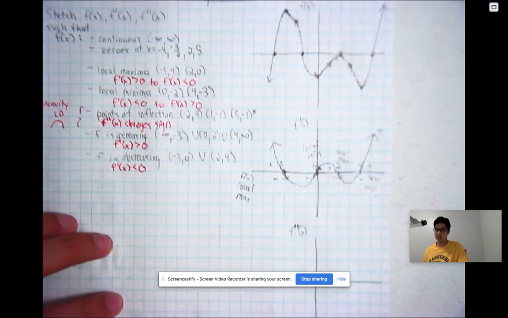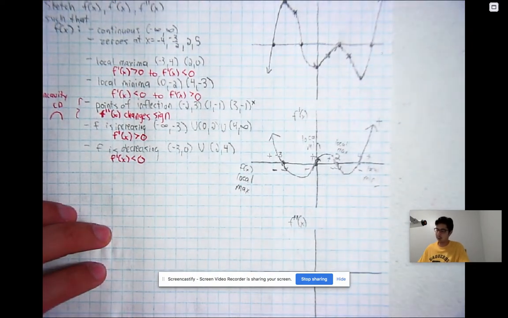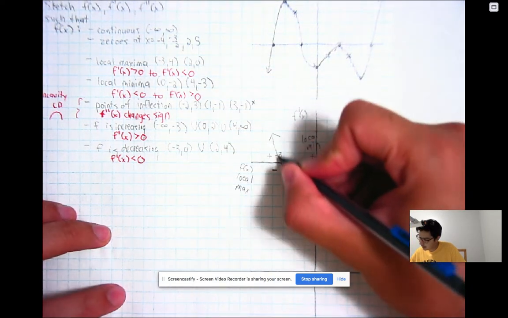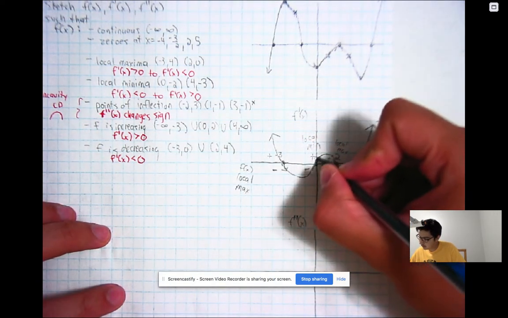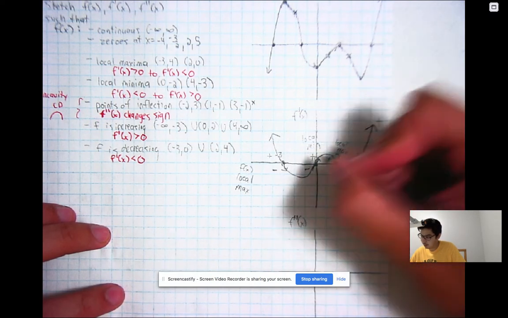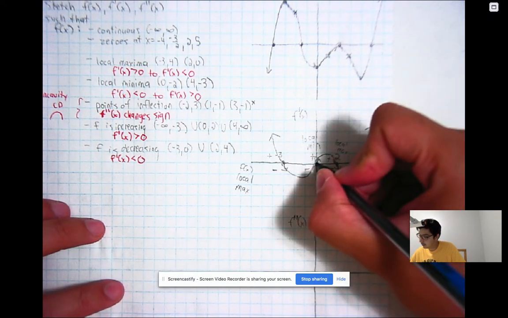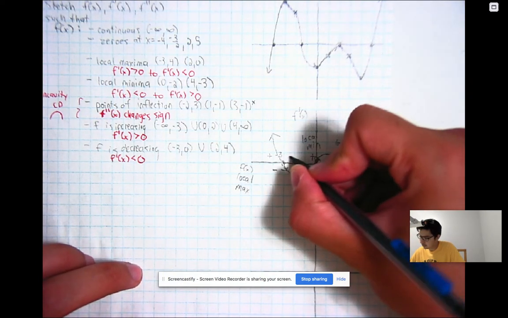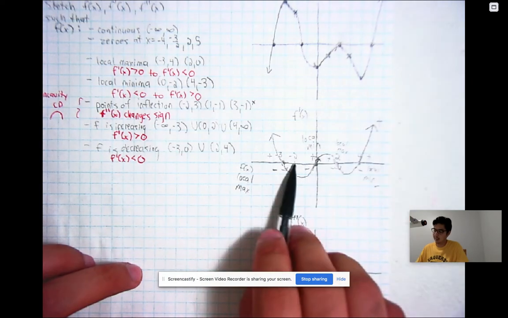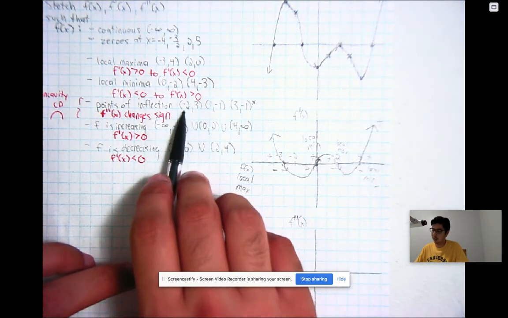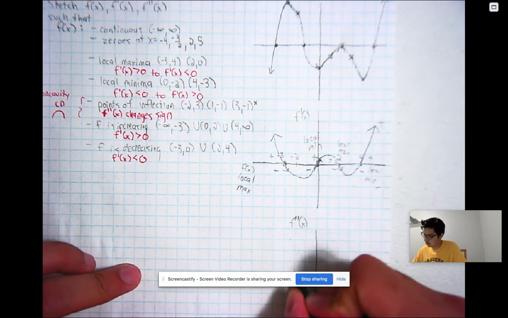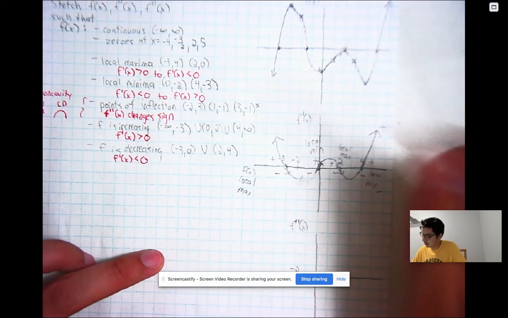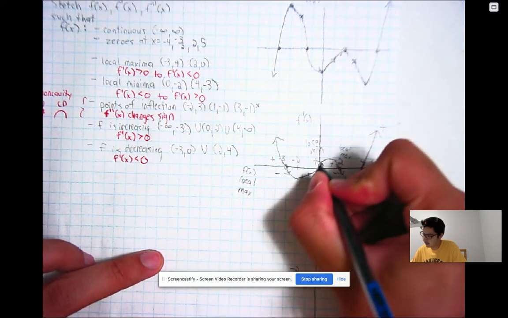Now we move on to f double prime of x. So we're looking at the slope of f prime of x, and we can see that the slope is changing from negative to positive at, well, it should be at negative maybe 2. And the reason I know that is because I'm looking at my point of inflection at -2. F double prime of x changes sign. So at -2, my slope, what should have happened here, I guess, is it should have done something like this.